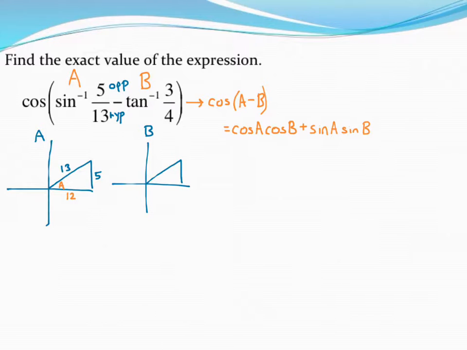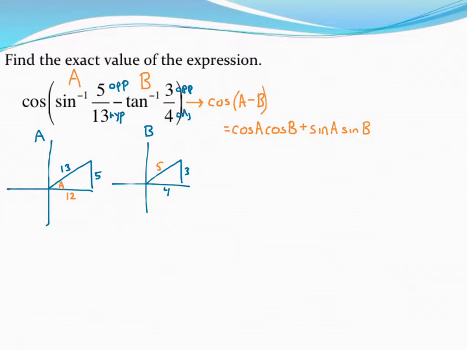Just like before, I'm really given two sides of this triangle. Tangent stands for the opposite side over the adjacent side. So I know the opposite side is 3 and the adjacent side is 4. Again, doing the Pythagorean Theorem or recognizing that I have a Pythagorean triple, I know that third side is going to be 5. So that's the first part of these problems: getting those two triangles drawn.